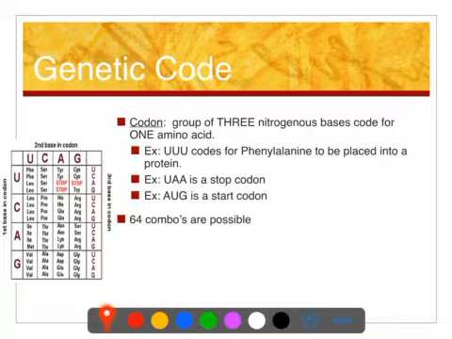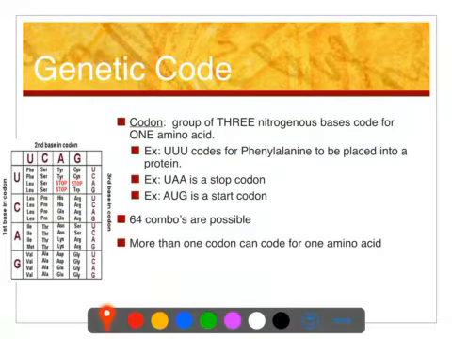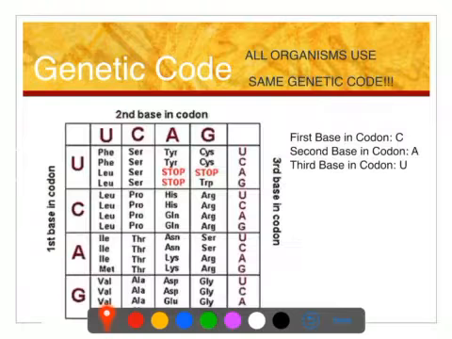There are 64 possible combinations, but if you look, there's only 20 different amino acids. Okay, so some of these amino acids will have multiple codes. You can see there that, I think it's leucine, has like 6 different possible combinations it could code for. And more than 1 codon can code for 1 amino acid. I just said that.